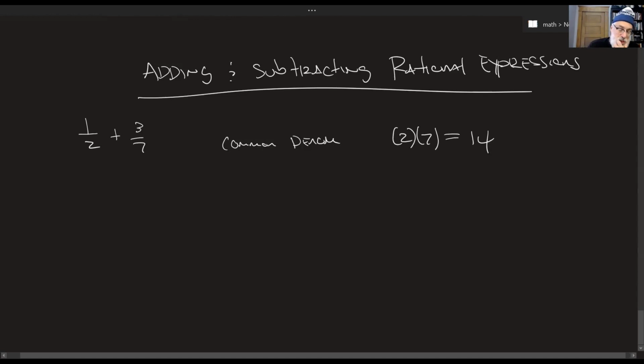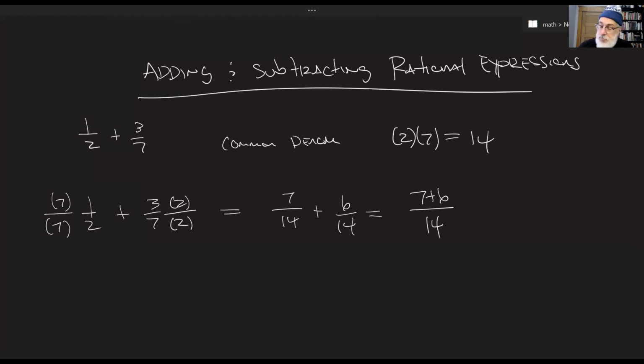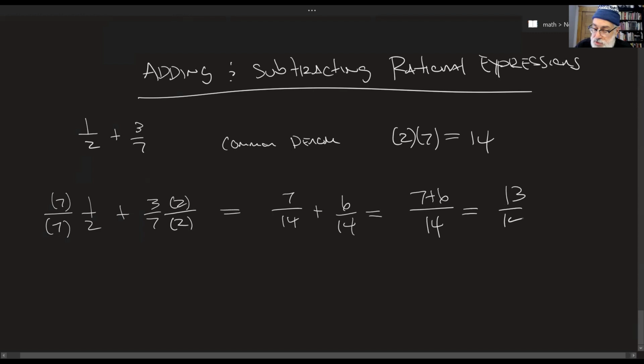It's just a multiplication of the two denominators. And then I think about, what do I need to multiply the 1/2 by to get 14? Well, it's just the other denominator. And I'll write it like this. Now, what do I need to multiply 3/7 by to get a denominator of 14? Well, that's just 2. So doing the multiplication, 7 times 1 is 7, 3 times 2 is 6, 7 times 2 is 14. Now this becomes an easier problem, right? Because we have a common denominator, which we write as 14, and then we add the numerators. So that becomes 13/14.